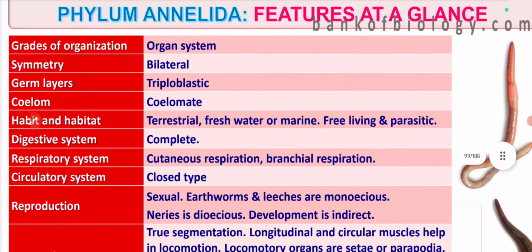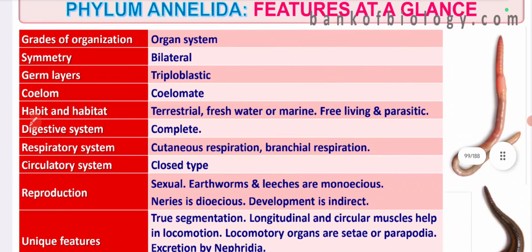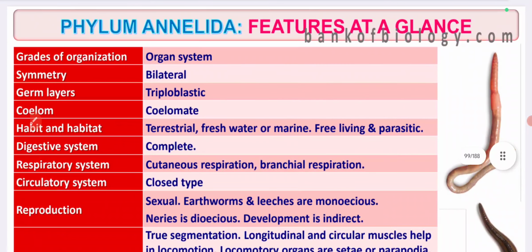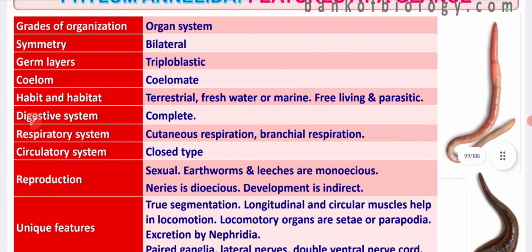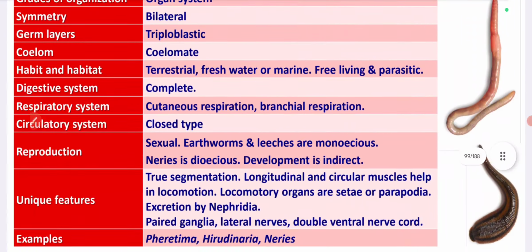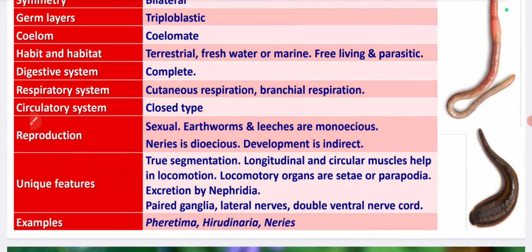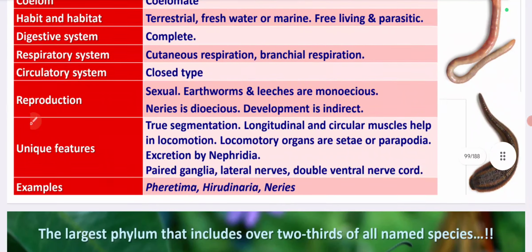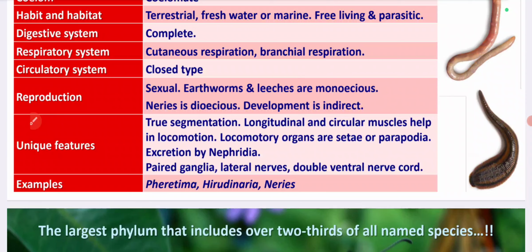Organ system level of organization, bilateral symmetrical, triploblastic germ layer, coelomate animals, terrestrial, freshwater or marine, free living or parasitic. Complete digestion, cutaneous respiration, branchial respiration, closed circulation. Reproduction is sexual. Earthworm and leeches are monoecious. Monoecious means hermaphrodite, where both sex organs are present in a particular organism.